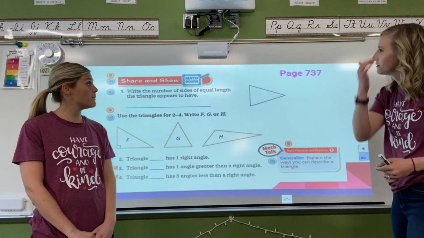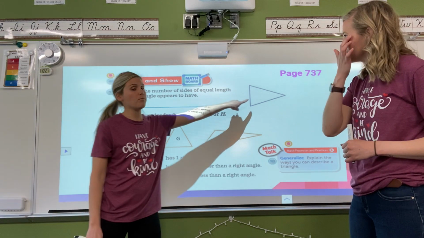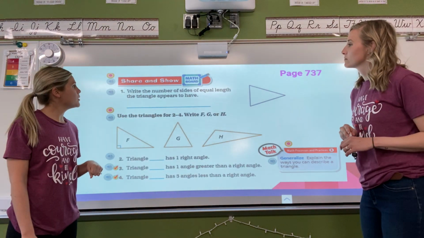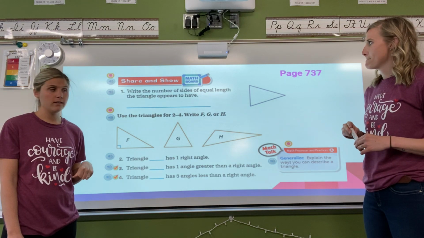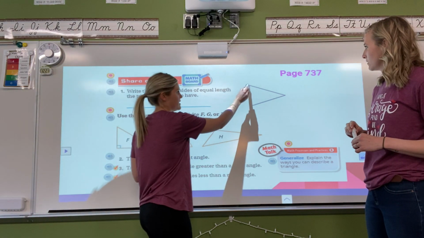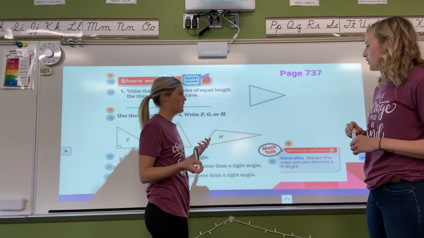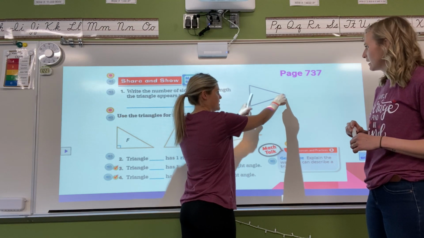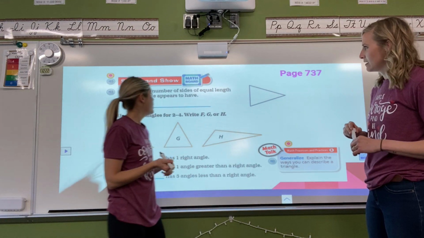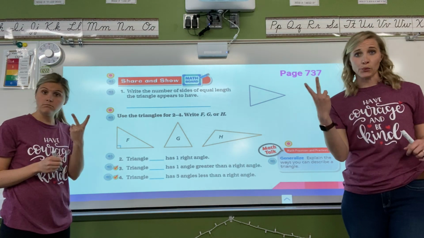All right, we're now on page 737. So we're looking at this shape right here. It says, write the number of sides of equal length the triangle appears to have. So I'm looking here. I see this side. Yeah. I don't think there's any other side that has that same length. No. But if I look at this side, and even if I wanted to measure it out, I would see that this side is exactly the same length. So it says number of sides of equal length, that would be 2.